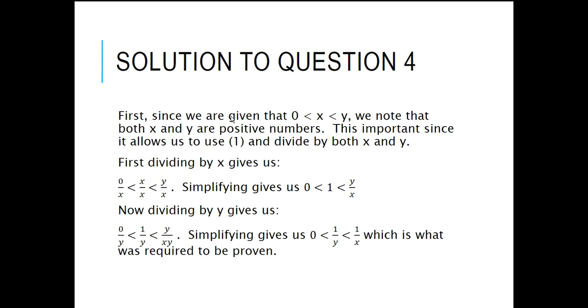Now we take that expression and divide throughout by y to give us 0 over y is less than 1 over y is less than y over xy. And again, canceling a few things out, we end up with 0 is less than 1 over y, which is less than 1 over x, and that's what was asked to be proven in the question. And so we're done.